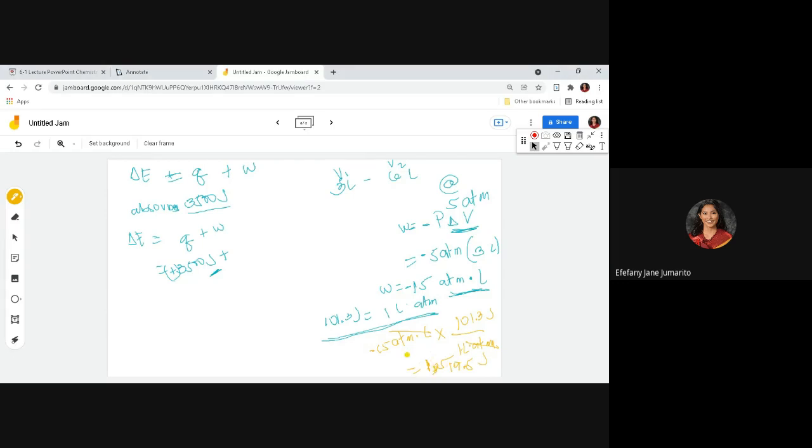Okay, so now we will add that one here, 1,519.5 joules. So internal energy is equal to, now, it's negative. Now, the volume has expanded from 3 liters to 6 liters. If it has expanded, then it has a negative sign, meaning the system has done the work for it to expand.